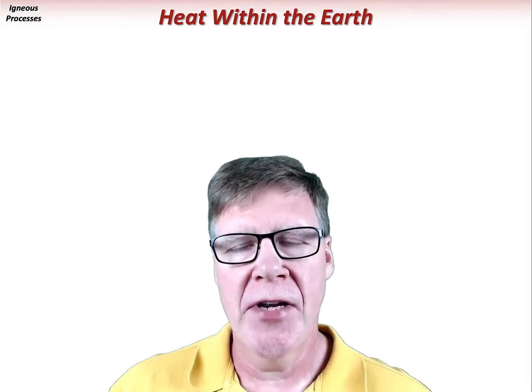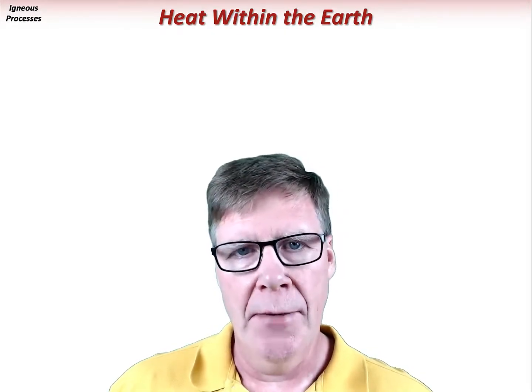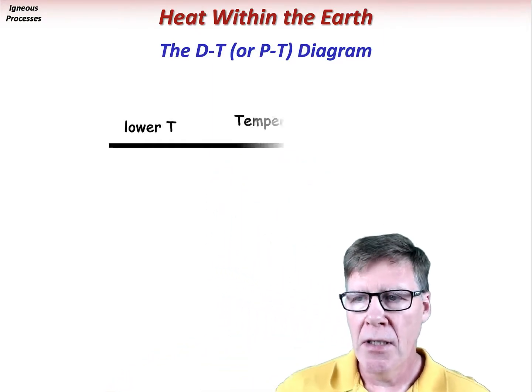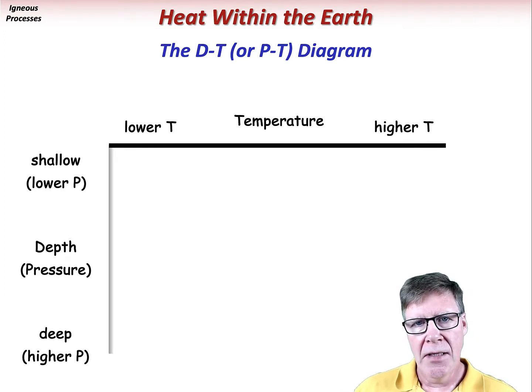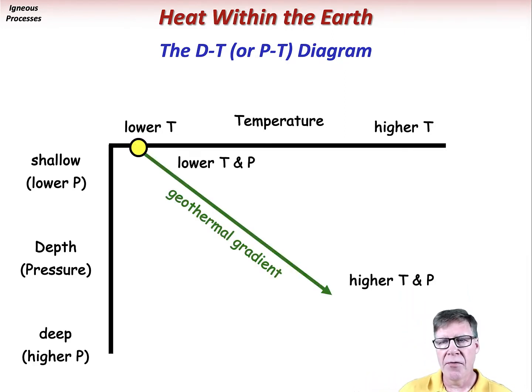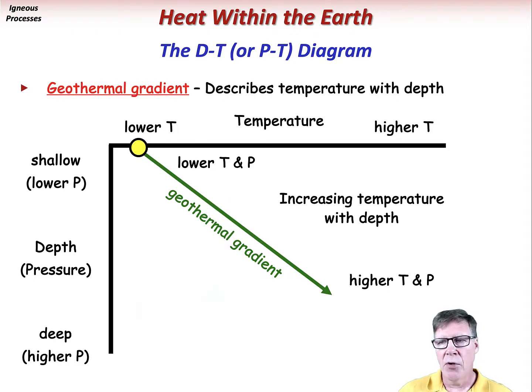We can draw a simple illustration to show how temperature changes with depth. We can call this a DT diagram, or depth temperature diagram, with temperature on the horizontal axis and depth on the vertical axis. Pressure increases proportionally with depth, so we could also show pressure on the vertical axis. This would make the diagram a PT diagram. The temperature and pressure on the Earth's surface are marked by the yellow circle. Progressing downward into the Earth from that point, the temperature rises, slowly increasing the deeper you go. This is shown by the green line, otherwise known as the geothermal gradient.